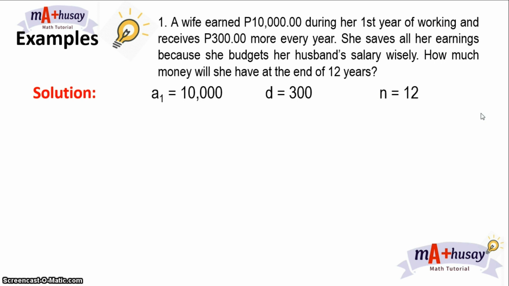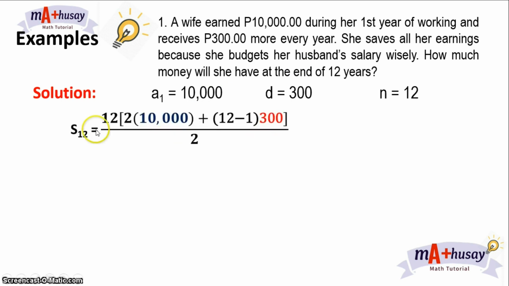Since we know these values already, we will use this formula. That's because we know the first term, we know the common difference, and the number of terms in the given sequence. That's why we use S sub n equals n times the quantity of 2 times the first term plus n minus 1 times the common difference, all over 2. So substituting these values, we have 12 times the quantity of 2 times 10,000 plus 12 minus 1 times 300, which is your common difference, all over 2.